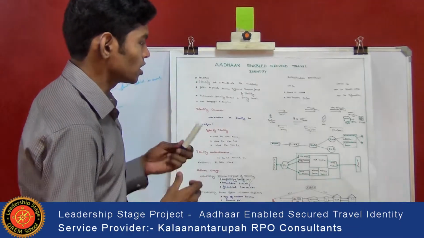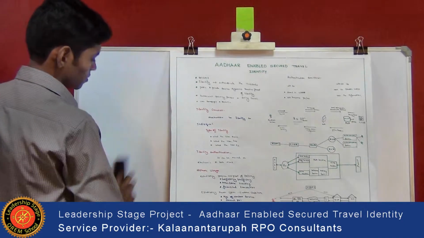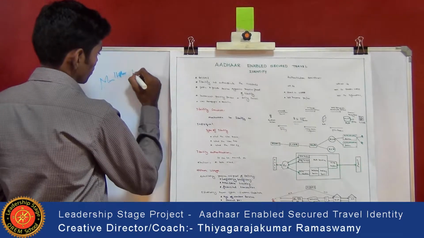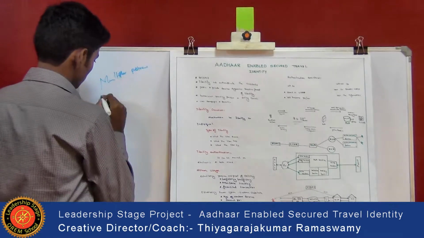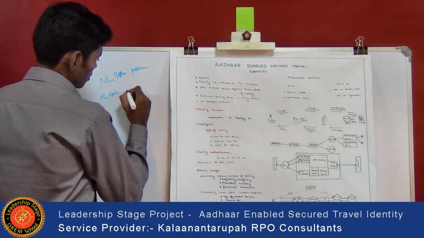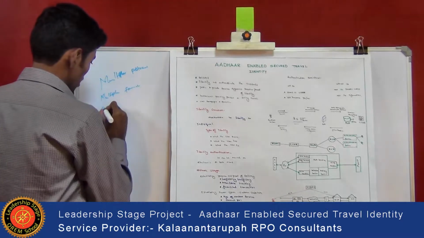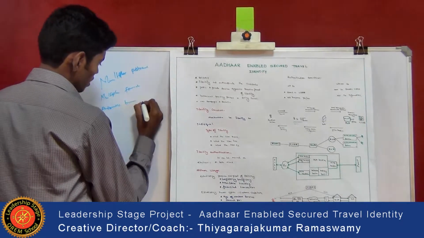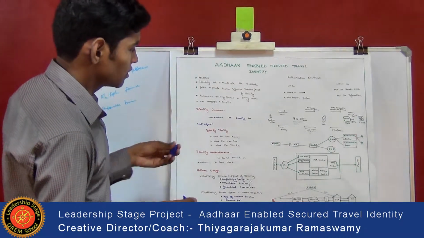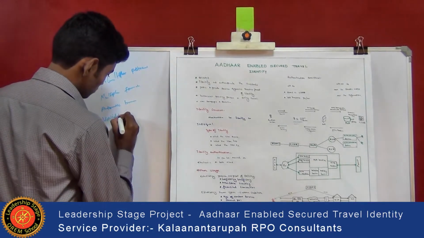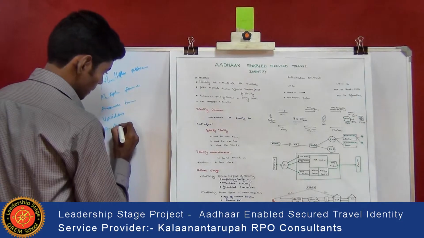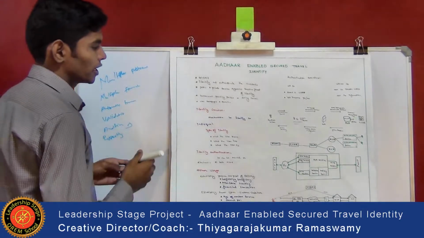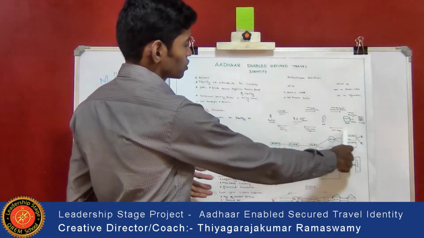The ASA provides support for multiple protocols, multiple formats and automatic transform. It may provide many services like validation, auditing and reporting. This is a service provided by the ASA, and this diagram shows how Aadhaar authentication will look.